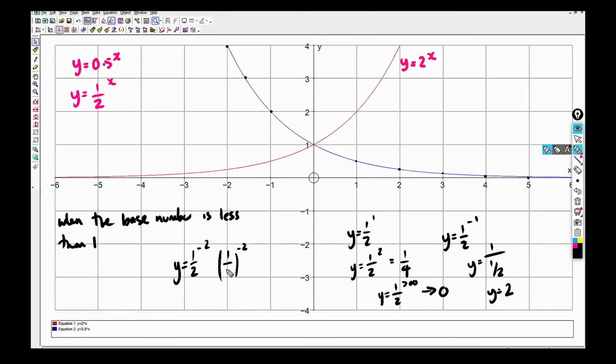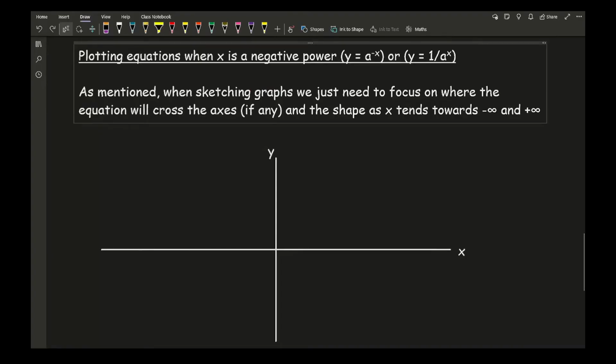Another way of writing that is a half becomes a quarter to the -1, squaring both numbers, which then flips the fraction to become y equals 4. And that's where we get, when x is -2, y is going to equal 4. So it's getting an idea of what it should look like. Now you don't need a massive wealth of x values. I would generally go for -2 to +2, and you'll get a vague idea of what your graph should look like. So now let's move on to plotting equations where x is a negative power.